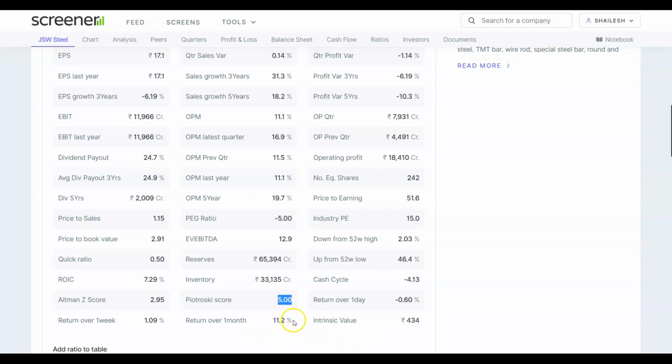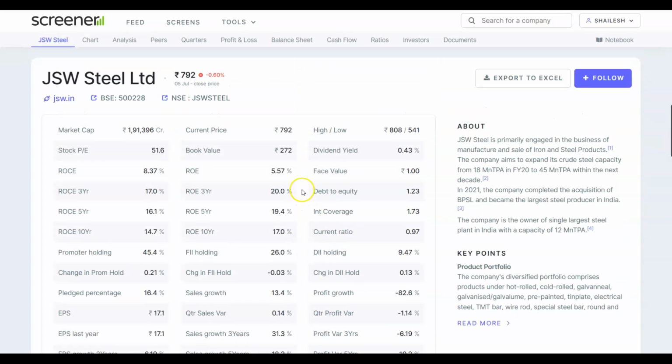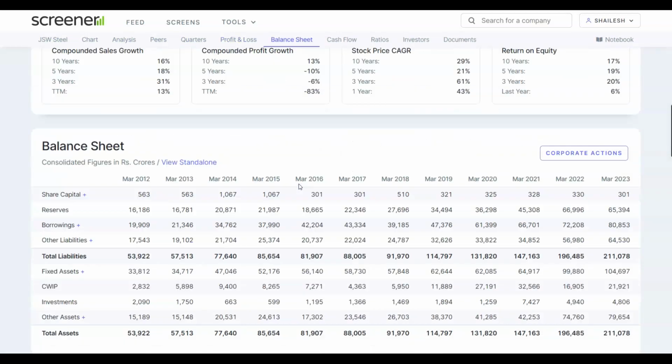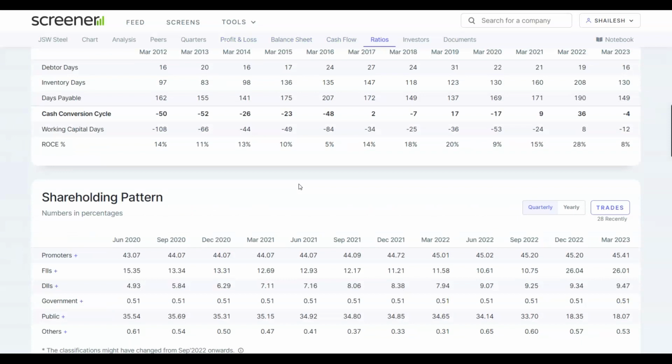If you look into the return over 1 month, it is 11.2, return over 1 week is 1.09%, and return over 1 day is 0.60. So this was in the bullish trend, but today I think the stock fell by 0.6%. Please do your due diligence and consult your financial advisor before investing in this stock. I don't have a buy or sell recommendation for this.